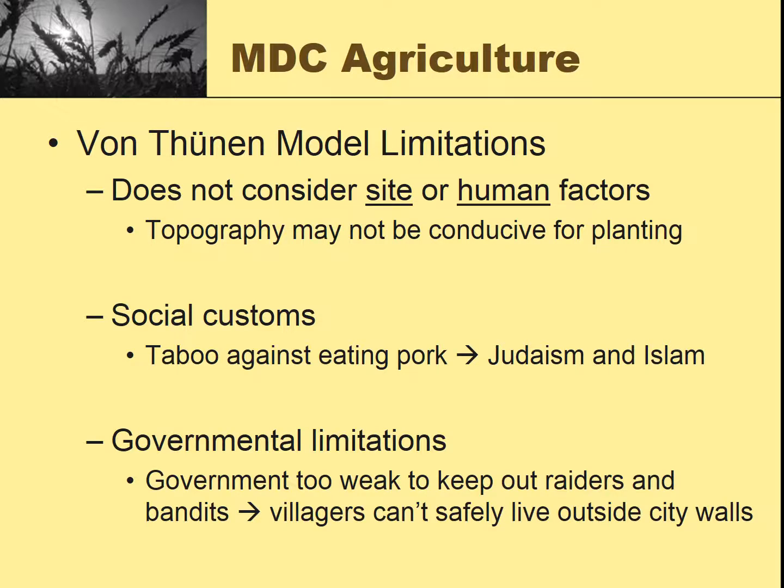Also, the von Thunen model doesn't look at governmental limitations. Governments may be too weak, for example, to keep out raiders and bandits, so villagers can't safely live outside of the city walls, and so therefore agriculture has to be confined within the city limits, and so that might change the dynamic of profitability, cost of land, and cost of transportation.